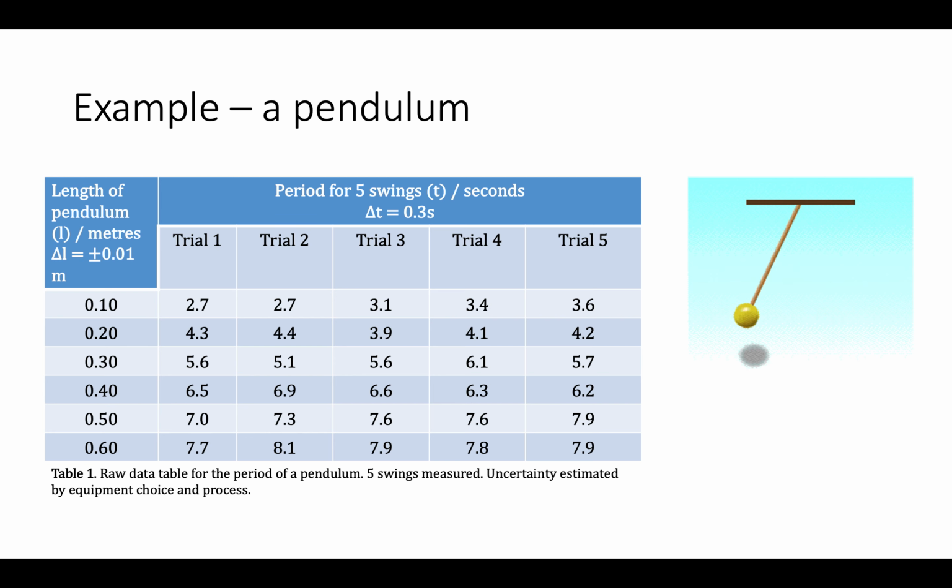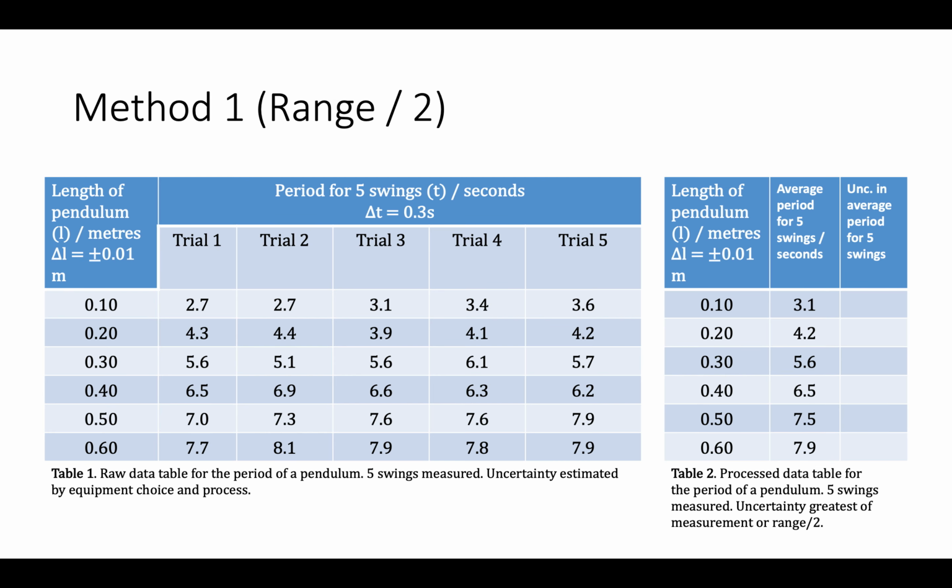So that's our data. What do we do with it? Well, first thing we do is calculate an average. So there you go. On the left you have the raw data table and the second data table, which I've labelled table 2. I've called it the processed data table because that's what it is. I've calculated an average, that makes it a processed data table. Now I need an uncertainty in the average for 5 swings. I'm going to do this using method 1, which is the range divided by 2.